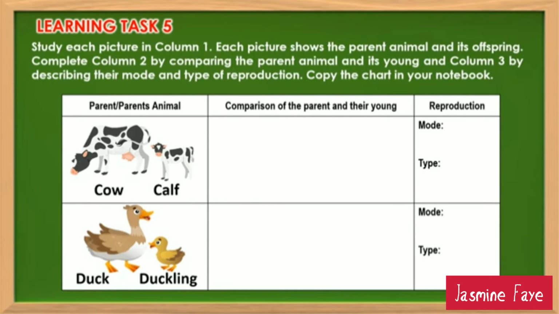Here is another activity for you to answer. Study each picture in column 1. Each picture shows the parent animal and its offspring. Complete column 2 by comparing the parent animal and its young, and column 3 by describing their mode and type of reproduction. Copy the chart in your notebook.